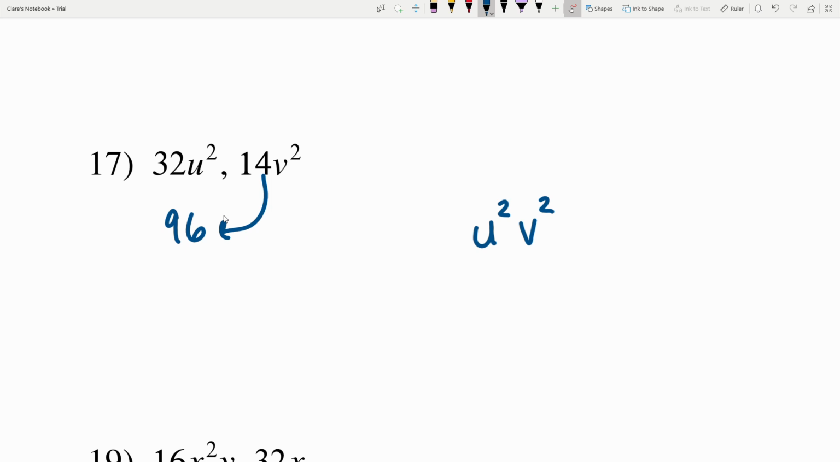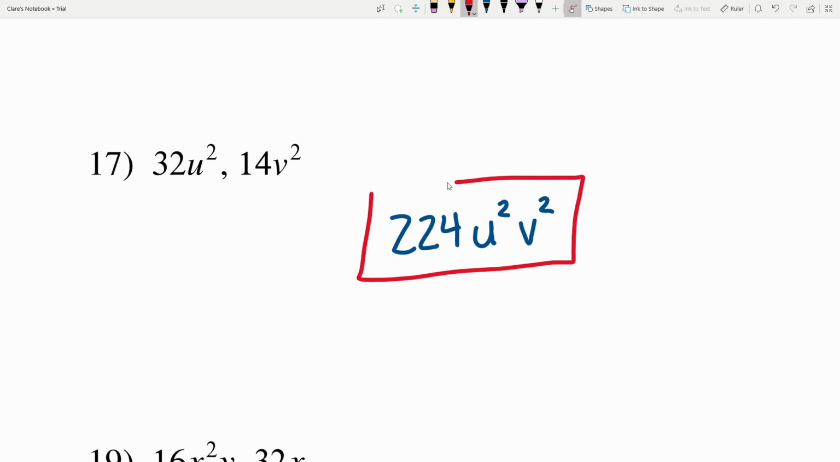So now I'm going to try 32 times 4, which is 128. 14 does not go into that. So now let's try times 5. 32 times 5 is 160. 14 does not go into 160. So let's try 32 times 6, which is 192. 14 does not go into 192 evenly. So let's try 32 times 7, which is 224. Does 14 go into 224? Yes, because 224 divided by 14 gives us 16. So 14 times 16 is 224. So between our coefficients, the LCM was 224. 224u squared v squared is our solution in number 17.